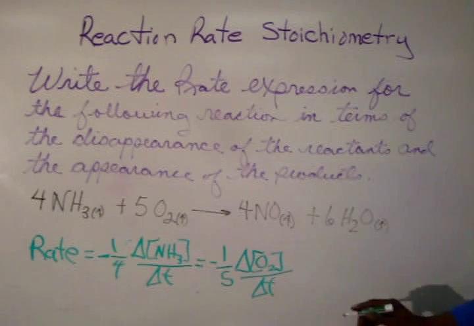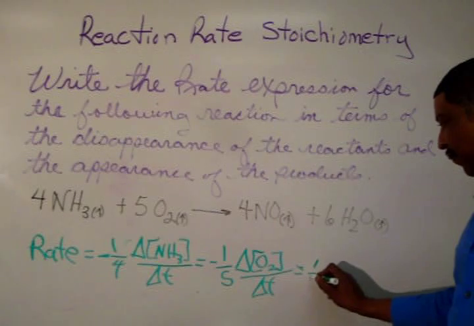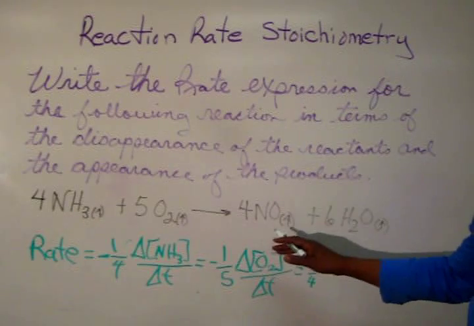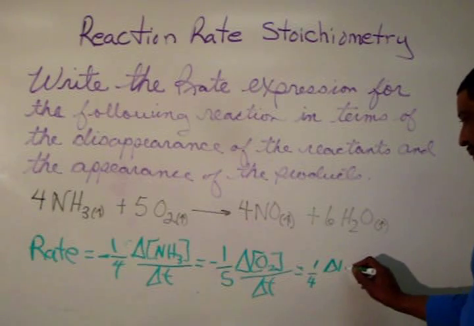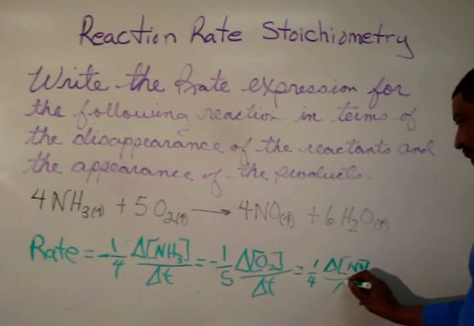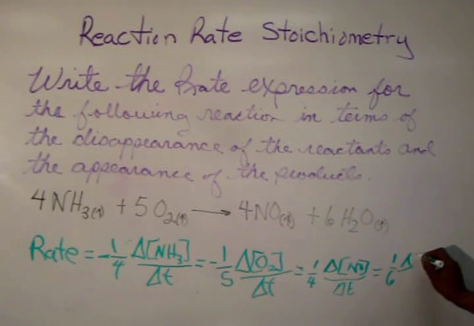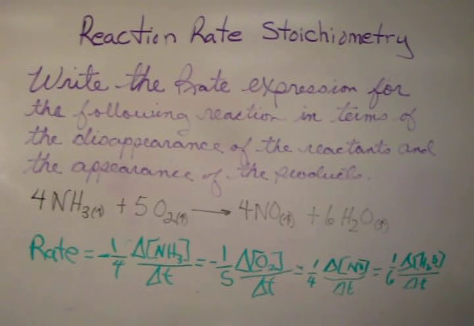For the products, we write is equal to 1/4, a positive 1/4 because the products are being formed. So we write 1/4 times the change in concentration of NO over the change in time. And finally, 1/6 times the change in concentration of water over the change in time.